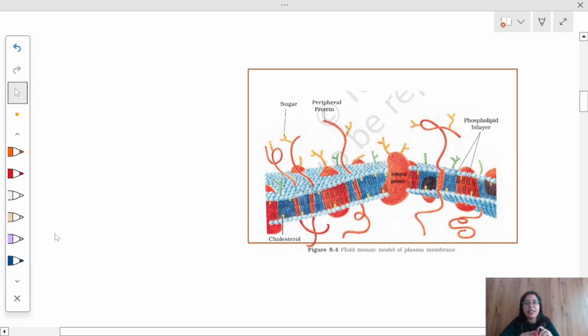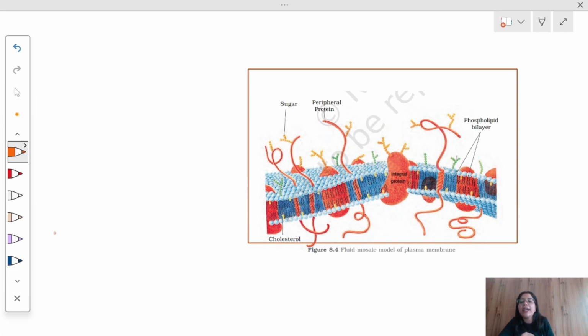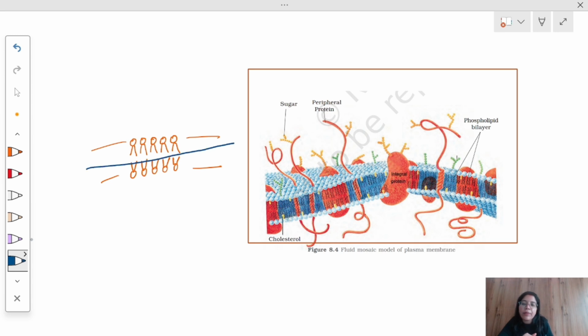This is the diagram which you will see in NCERT, and in this diagram you can see that your plasma membrane is like a lipid bilayer, okay? Your plasma membrane is made up of lipid molecules which are arranged in a bilayer, right? 2 layers are there like this, okay? Now, if you consider these 2 layers, let's suppose I want to cut this membrane like this, okay? So the 2 layers, this is the first layer, this is the second layer, bilayer it is.